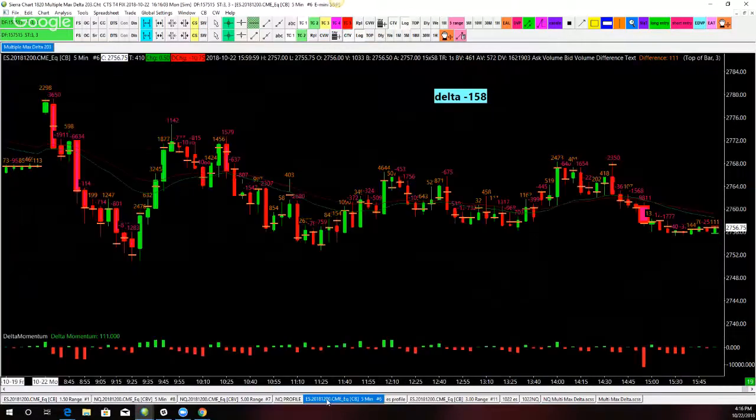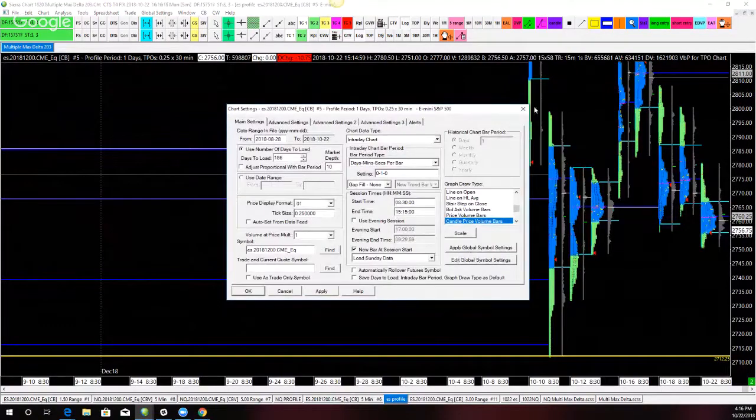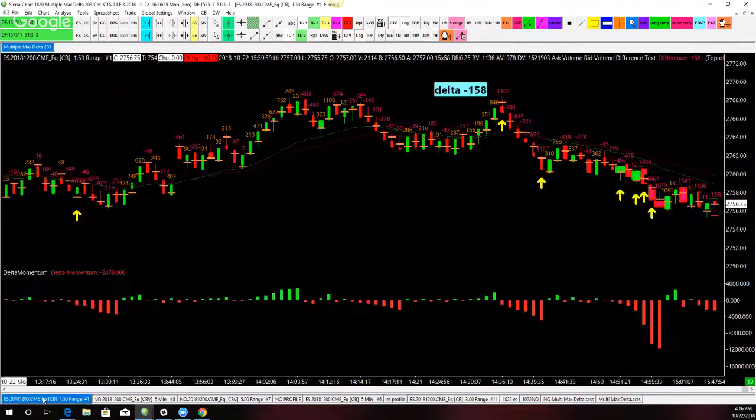Here, I'm going to show you this really quick. And when I look at my profile chart, hold on one second, let's get this straight real quick. Chart settings. And this is chart number 5. So I'm going to come back over here really quick. Now, this is a 1.5 range bar, and I use it for order flow to figure out which way the market's going to trade up or down.